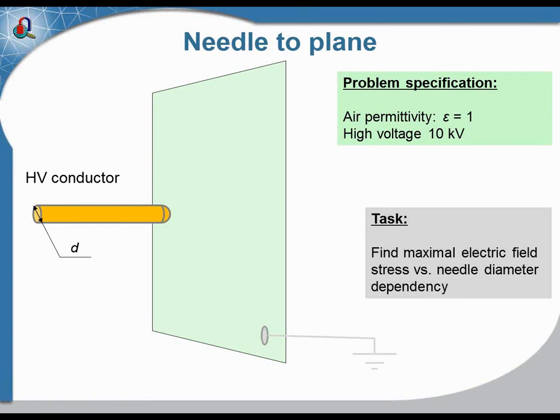You know, in this case the electric field distribution is not uniform and the maximum electric field stress appears here on the tip of the high voltage conductor. And in this example we will show you that the value of the electric field stress depends on the conductor diameter.